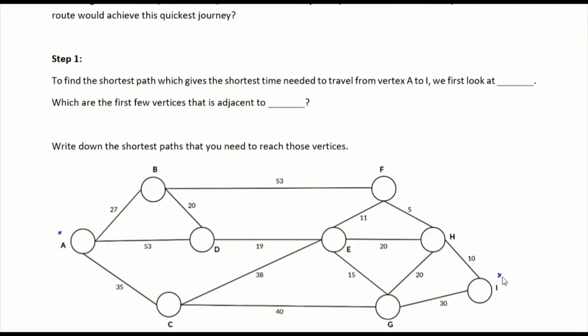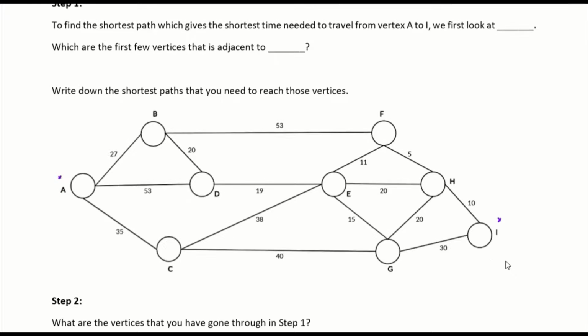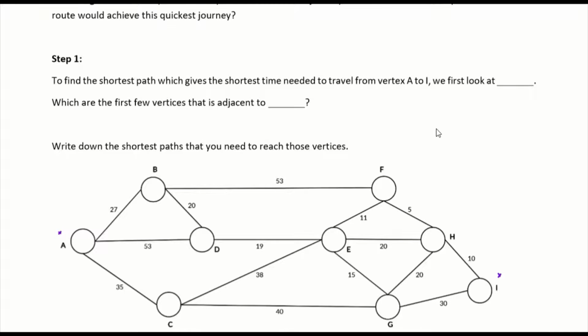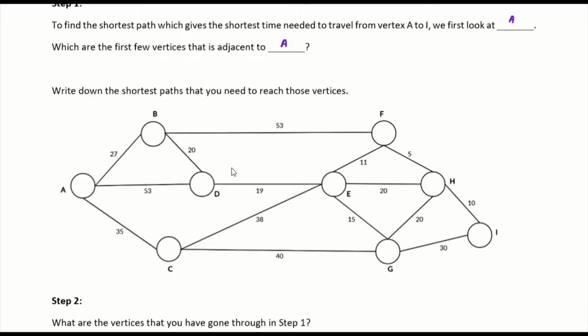Similarly, we are going to use the algorithm to help us solve this, because looking at this, you know that inspecting or listing all the possible routes will be time consuming. So we'll start with that. To find the shortest path which gives you the shortest time needed to travel from the vertex A to I, you will start by looking at the vertex A. So which are the first few vertices that are adjacent to A? This is what we have done in our example 1. So now what are the vertices that are adjacent to A? You can see there's B, D, and also C. So in this case, same thing, B, D, and C.